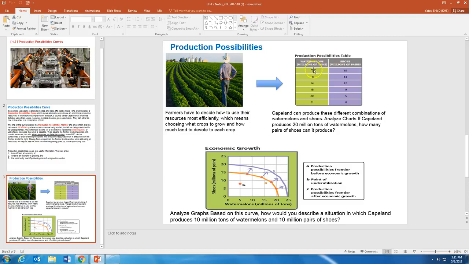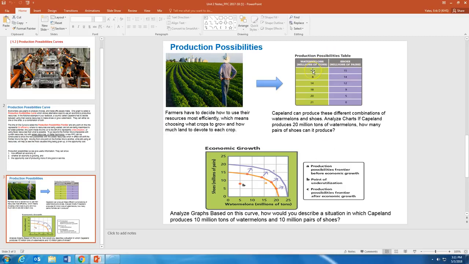If we were to grow, let's say, 0 watermelon and build a factory and only make shoes, then what's possible, given our resources, would be 15 million pairs of shoes. If you go the other end of the spectrum, if we didn't do any shoes at all and used all the field for growing watermelon, we could grow 21 million tons of watermelon. So both of these would be represented up here. If you look over here, you have the 15 million pairs of shoes here, but that means 0 watermelons down here. But if you go over here and we did all watermelon, 21 million tons, you would have 0 shoes. But you can do combinations of both. You could build a smaller factory and also farm.